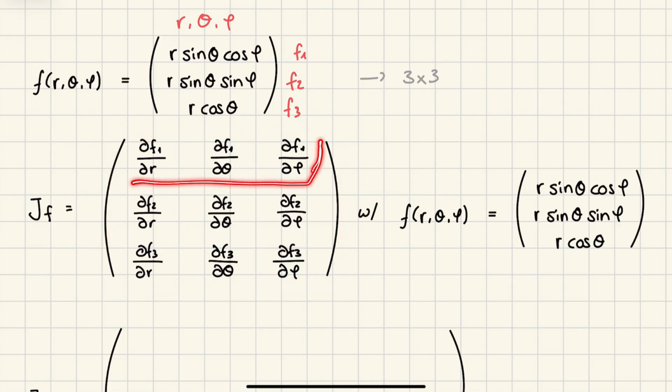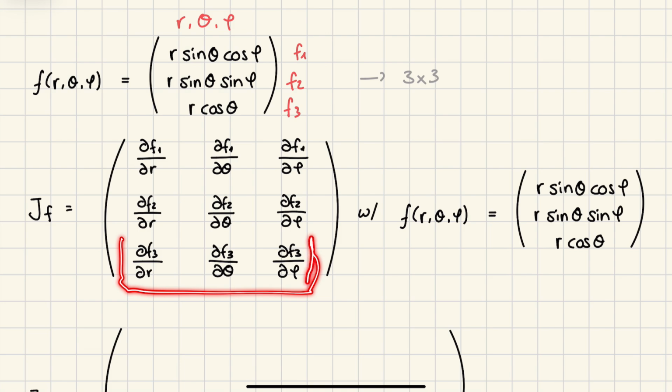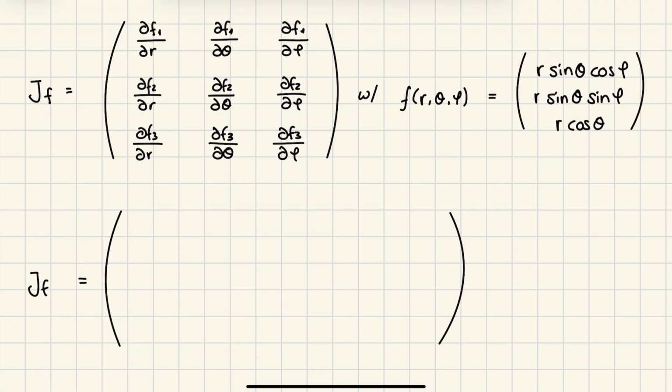In the first row we have all partial derivatives of f1, in the second row all partial derivatives of f2, and in the third row all partial derivatives of f3. For the very first entry, in the top left corner, we have to differentiate f1, so this component here, with respect to r. That means the factor of r is going to fall away, and we are left with sine theta cosine phi. Next, we have to differentiate the first component with respect to theta, so we can treat those two factors here as constants. The derivative of sine theta is cosine theta, so r cosine theta cosine phi.